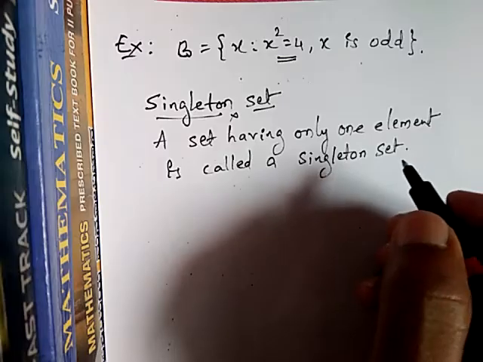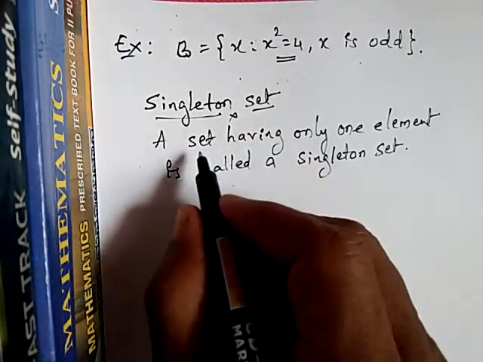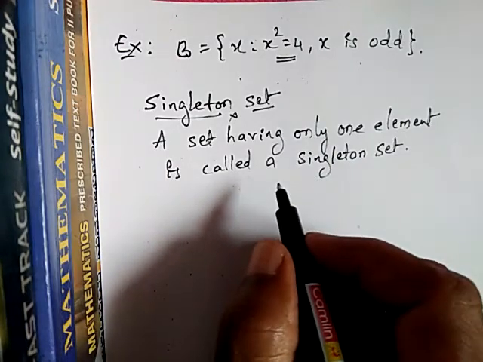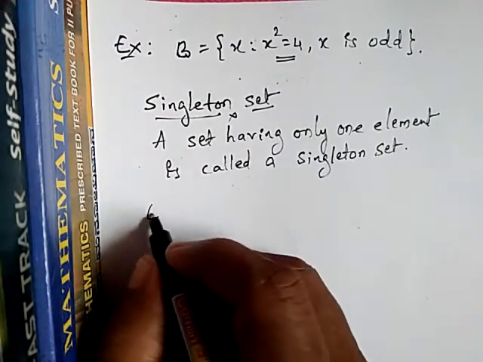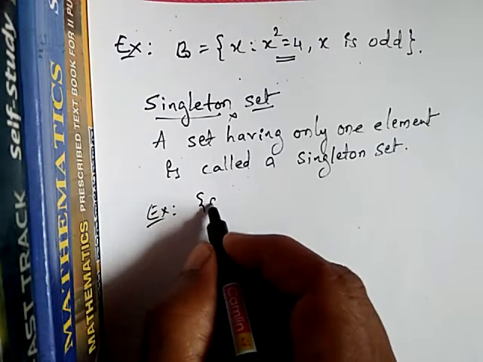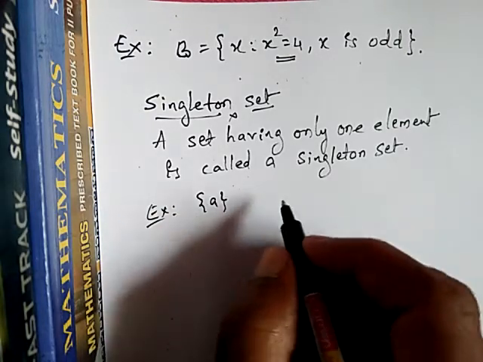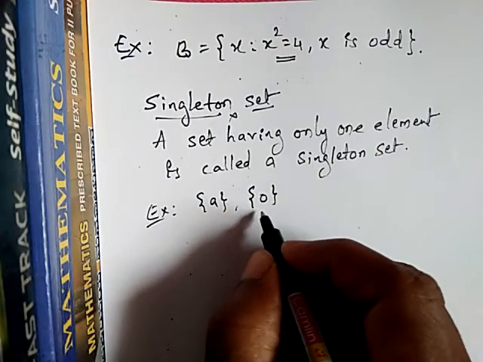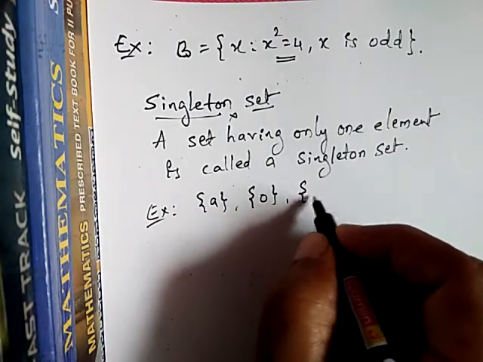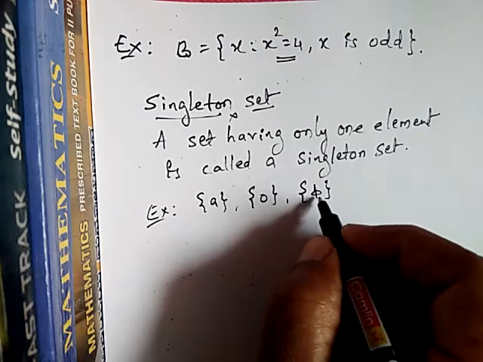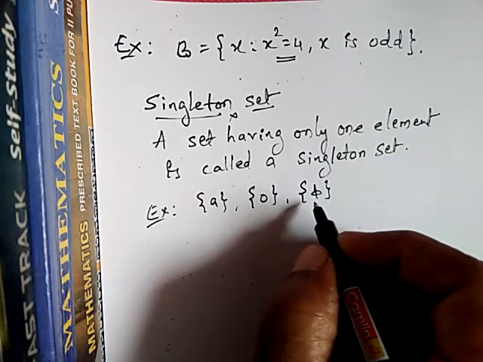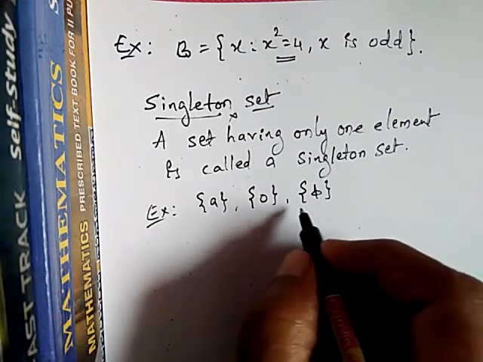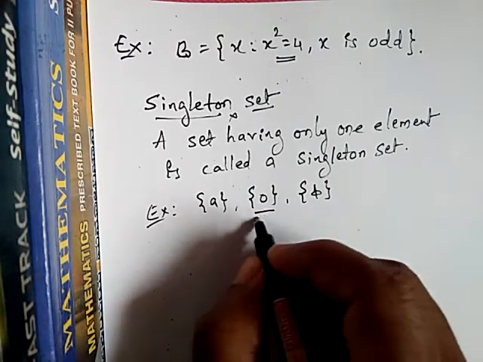Next we will study singleton set. A set having only one element is called a singleton set. So in the set only one element should be present. For example, you can take {a}, this is a singleton set. You can take {0} also, it is not an empty set, it is a singleton set. And the empty set is denoted by this, so {φ} is also a singleton set. These two are singleton sets, they are not null sets. Please remember, these two are very important.